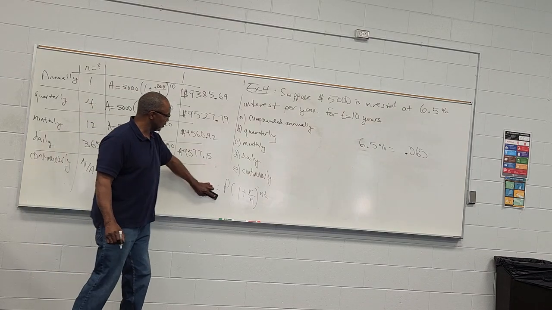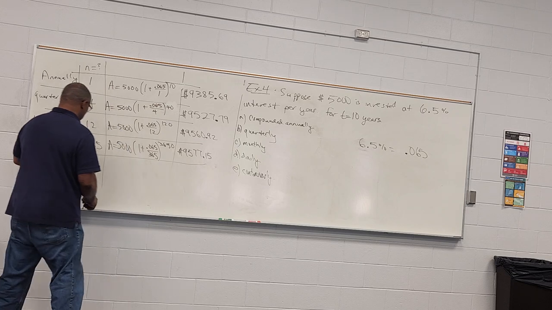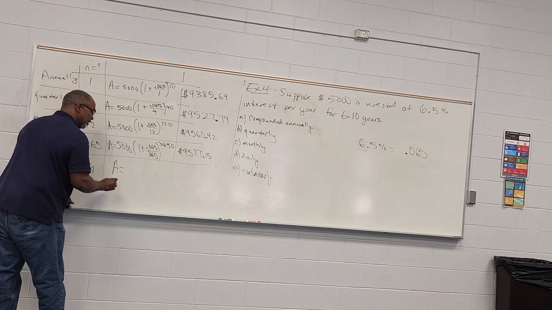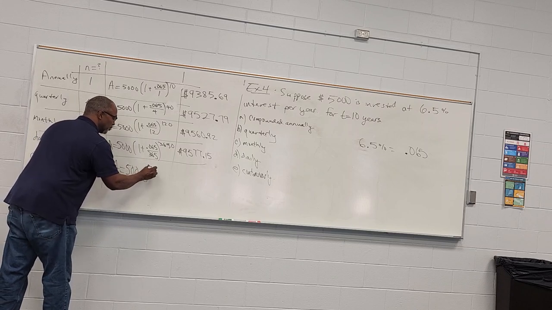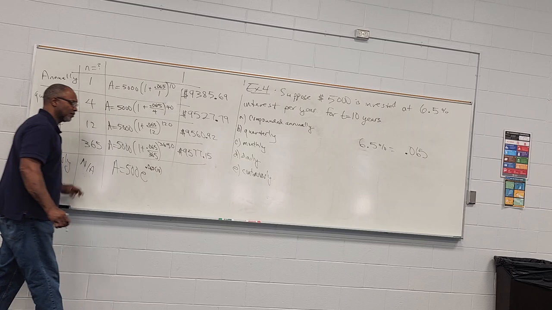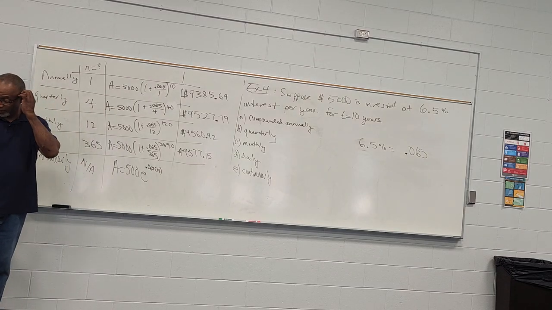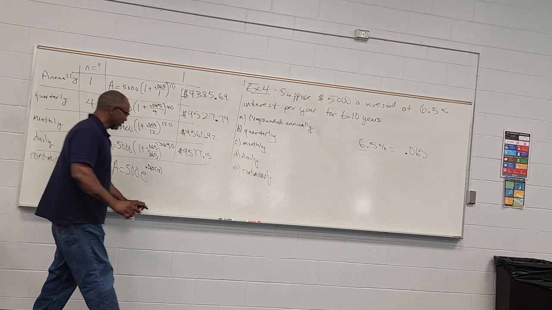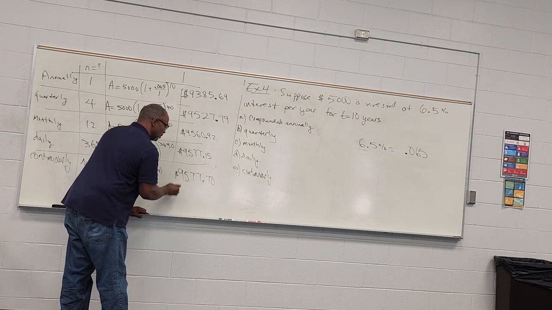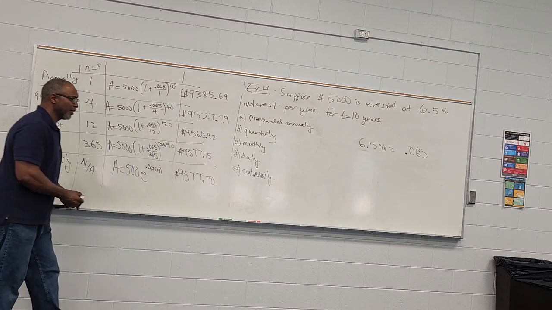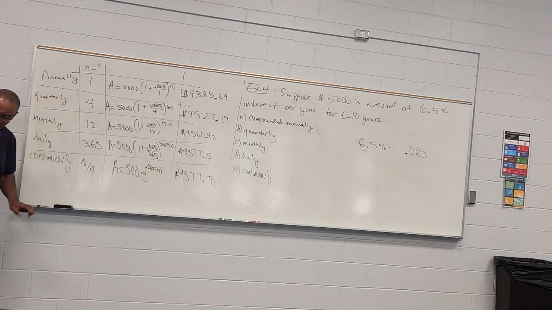And finally, continuous, plug A equals P, 5,000, E to the RT, 0.065 times 10. I don't have N when it's continuous compounding. 95.77.70. Didn't go up a lot, but it went up. Again, continuous compounding is the fastest growing interest that exists, okay? So that's how we apply those formulas to calculate interest, okay?